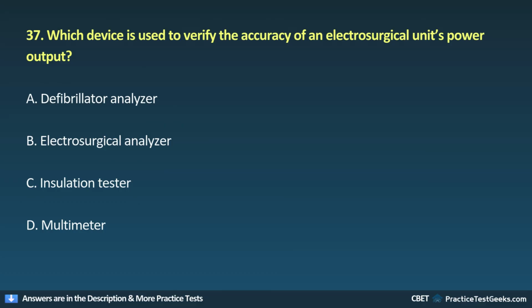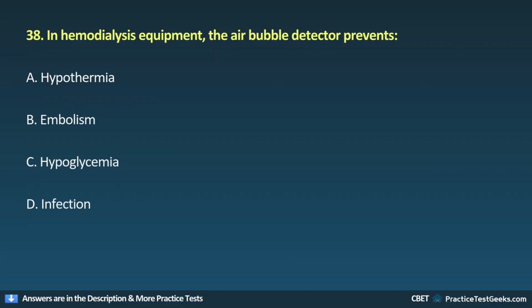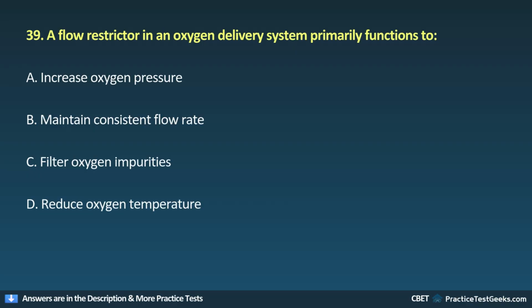37. Which device is used to verify the accuracy of an electrosurgical unit's power output? A. Defibrillator analyzer. B. Electrosurgical analyzer. C. Insulation tester. D. Multimeter. 38. In hemodialysis equipment, the air bubble detector prevents A. Hypothermia. B. Embolism. C. Hypoglycemia. D. Infection.